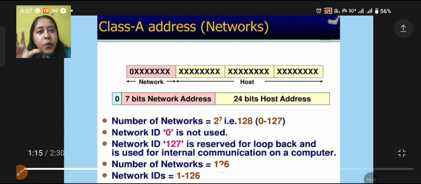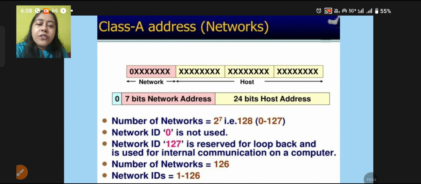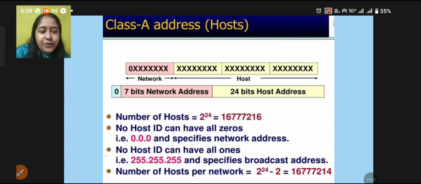So this is the whole data about your class A address, right? It starts with 0 but that is not used. Again, the number of networks is 2 to the power 7, that is 128, so 0 to 127, a total of 128 networks. 127 is reserved for loopback, also used for internal communication of computers, and the number of networks is 126 and the network IDs are 1 to 126. So this is about your class A address, right?